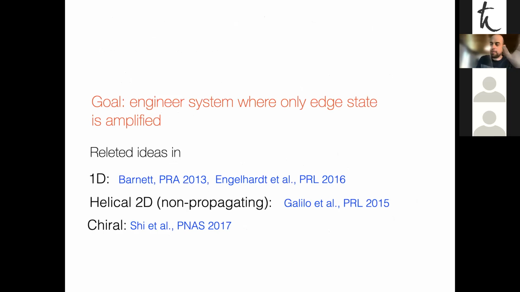Okay, here I really have to give credit to people who also had similar ideas. In particular, there is this very pioneering paper from Ryan Barnett. This was in a 1D system, so it was at the edge of a 1D system, and he also has a paper in 2D, but our paper, together with a paper that appeared at the same time, was the first one that showed how to engineer some transport, a traveling edge state.